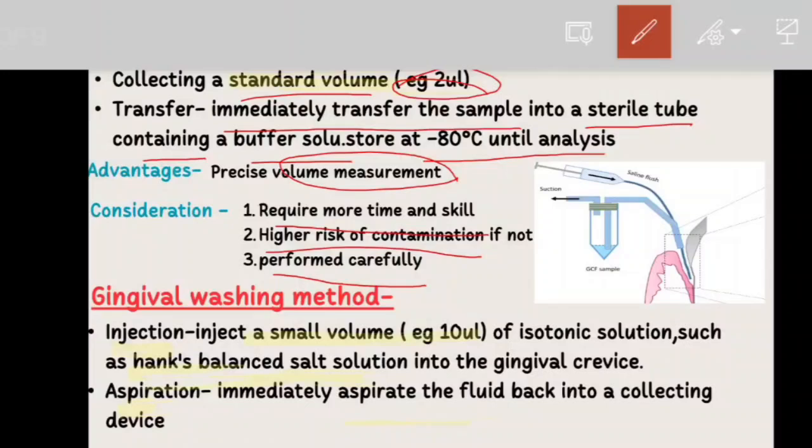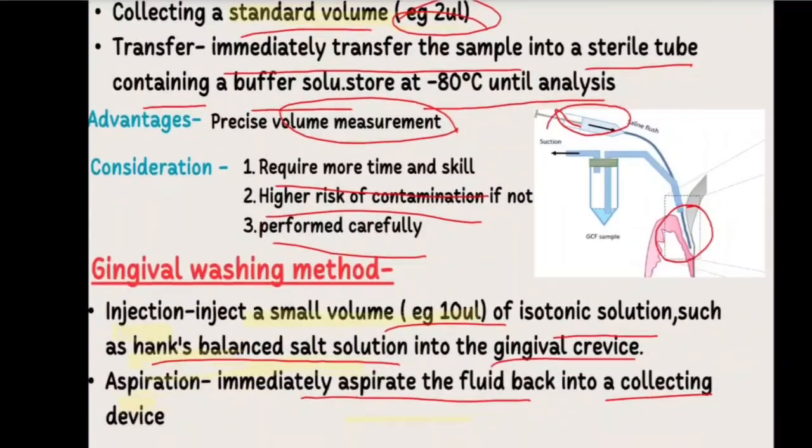Now the third one is the gingival washing method. So in the gingival washing method, the procedure is to first inject a small volume, about 10 microliters, of isotonic solution like Hank's balanced salt solution into the gingival crevice. Then immediately aspirate the fluid back into the collecting tube. You can see this one is injecting a small volume of isotonic solution into the gingival crevice. Then we will aspirate the fluid back into the collecting device.